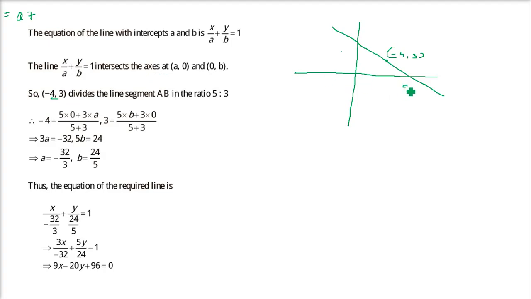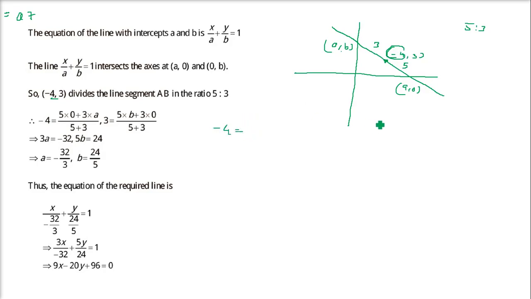What are the intercepts? We already know a, 0 and 0, b are the x and y intercepts, and the point is dividing this in 5:3. Always remember, 5 you have to put near the x-axis. Never put 5 above and 3 below. It's 5 from the x-axis, 5:3. Now I'll use the section formula. We know there is a point which is dividing a line, so we can use the section formula here. So minus 4 will be what?